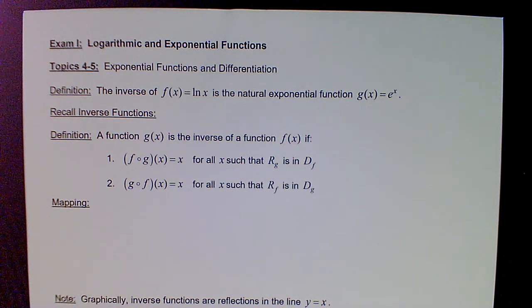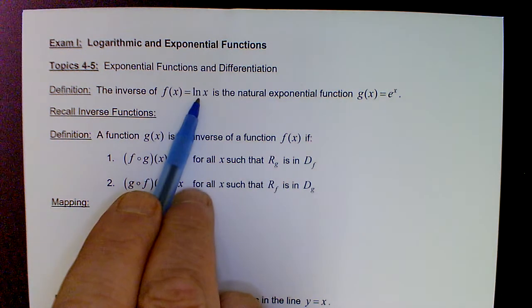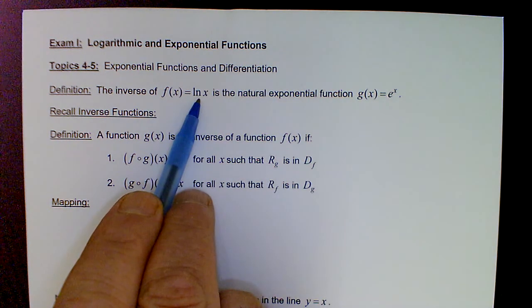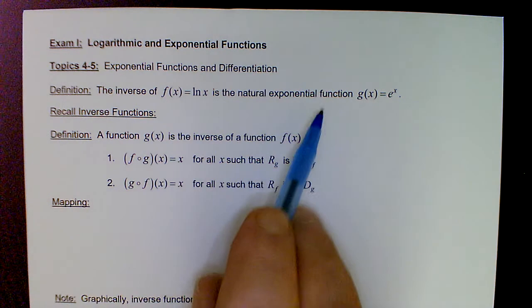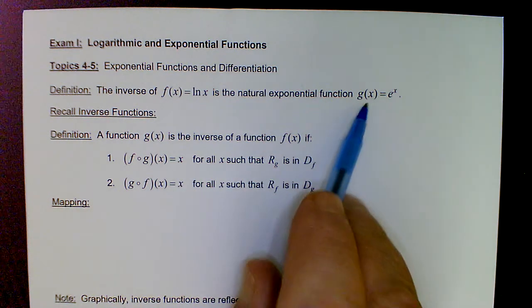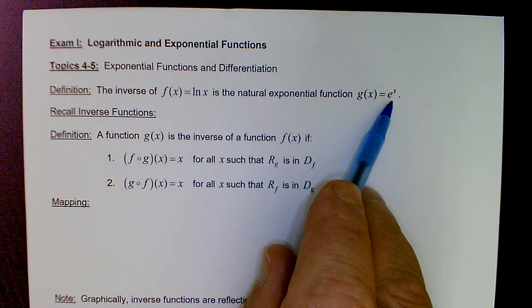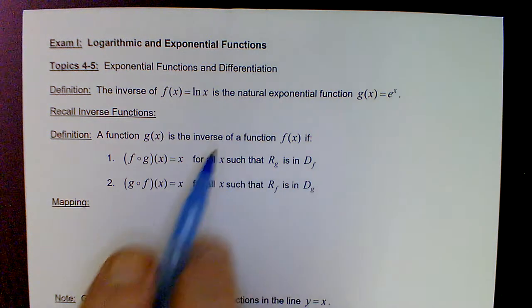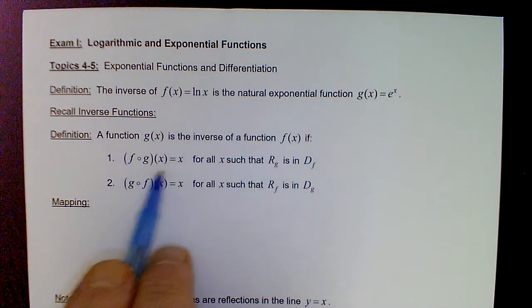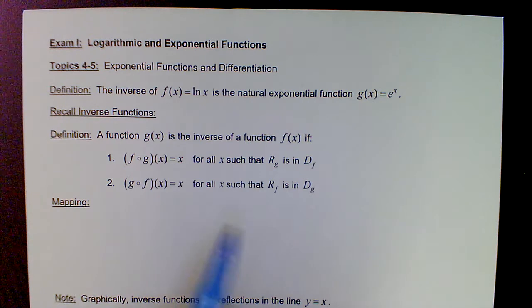exponential functions. We formally define the inverse of the natural logarithmic function f of x equaling the natural log of x as the natural exponential function. So I chose at this point to call it g of x equaling e to the x. And we want to talk about the theory of inverse functions to have a full understanding.